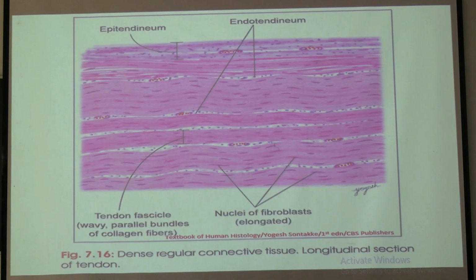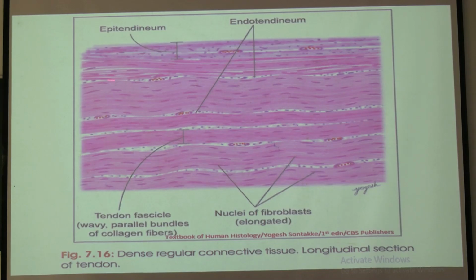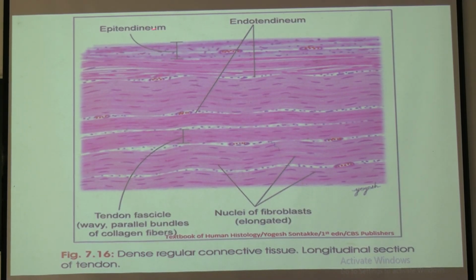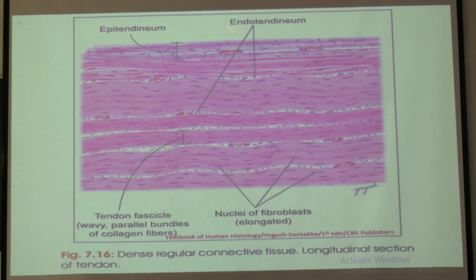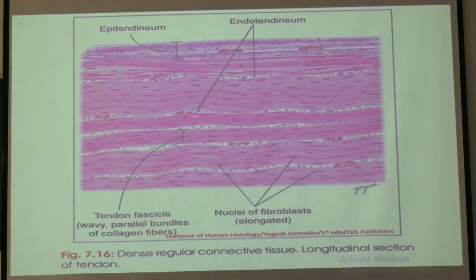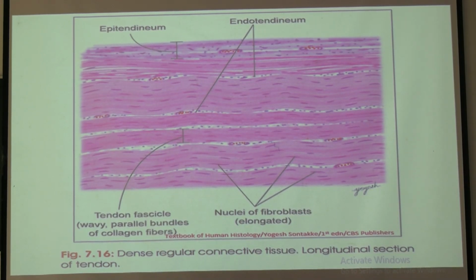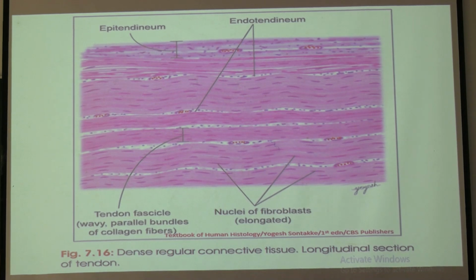And the whole of the tendon is covered by the epitendinium. See here, these are collagen fiber bundles and nuclei of the fibroblasts. This is endotendinium. Each collagen bundle is surrounded by it, and the whole tendon is covered by this epitendinium, where you can see sections of blood vessels. These are sections of blood vessels located in epitendinium and endotendinium. Understood? So this is an example of dense regular connective tissue.